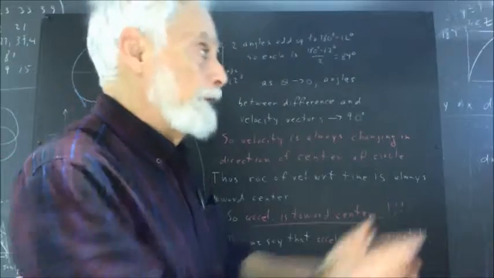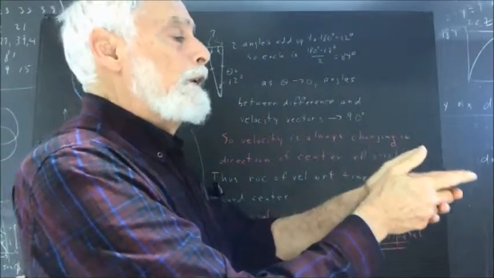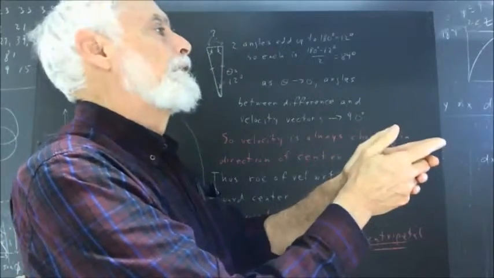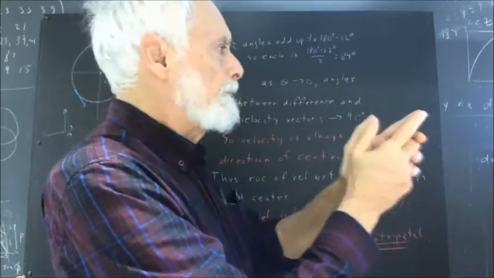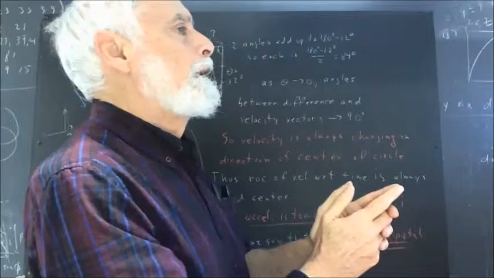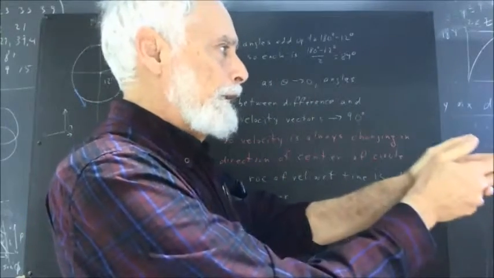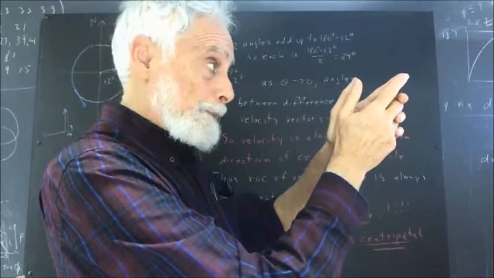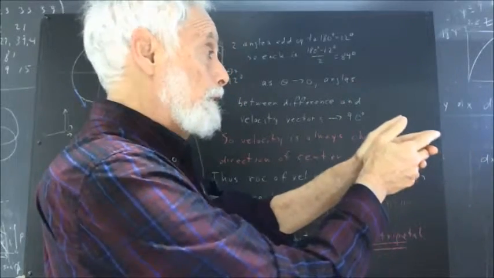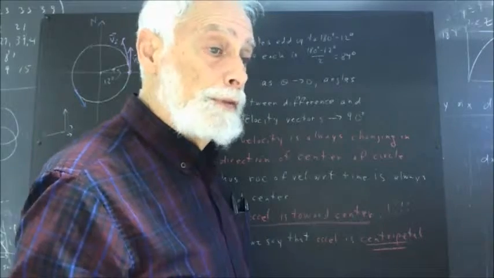Now, if we assume this to be north, the problem asks us to assume that we're moving at 30 meters per second, which is about 70 miles an hour. And 5 seconds later, okay, so we're moving directly north. Okay. 5 seconds later, we're moving 14 degrees west of north.